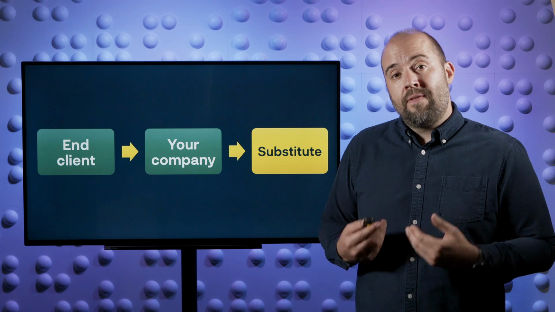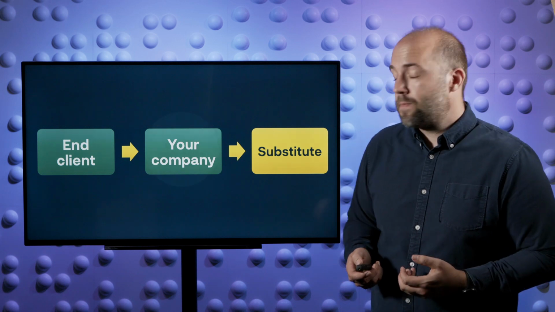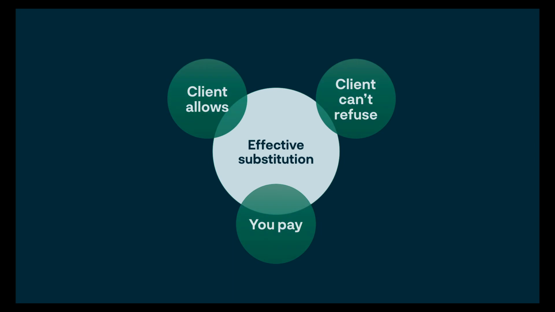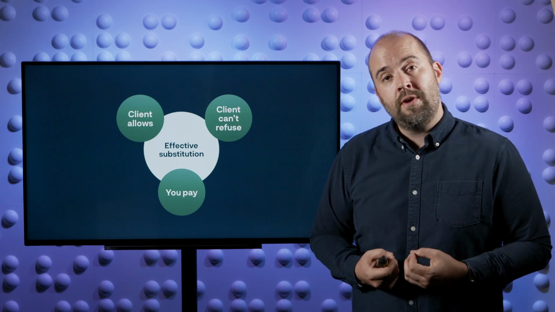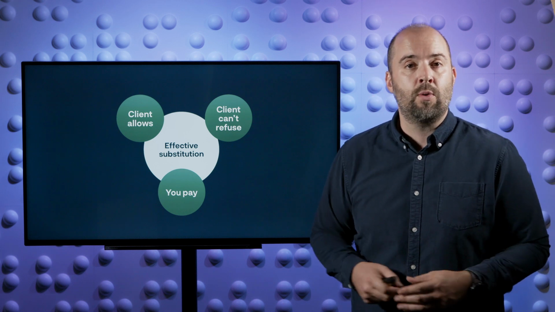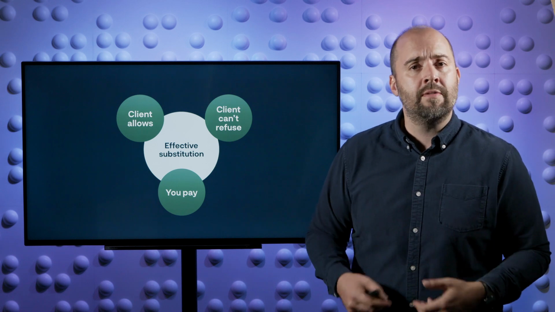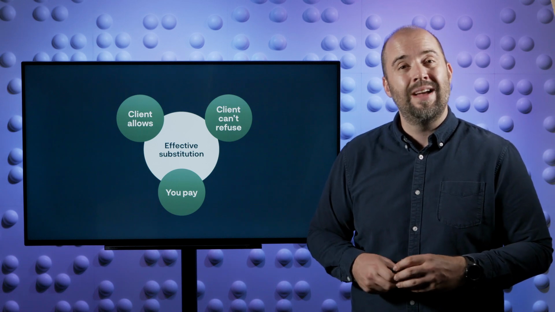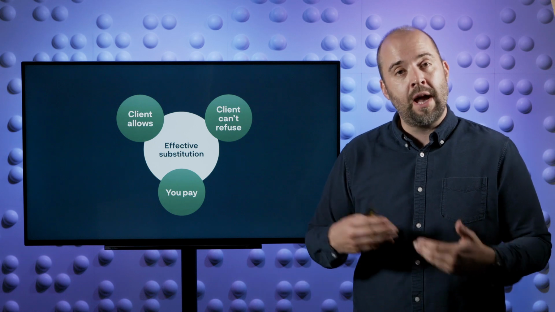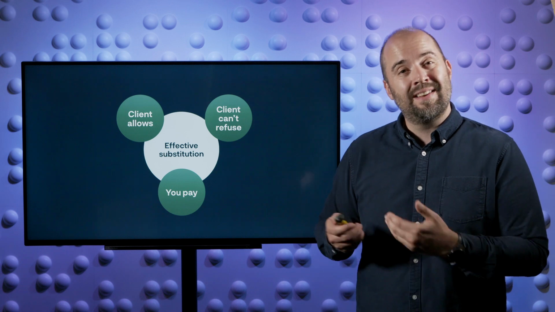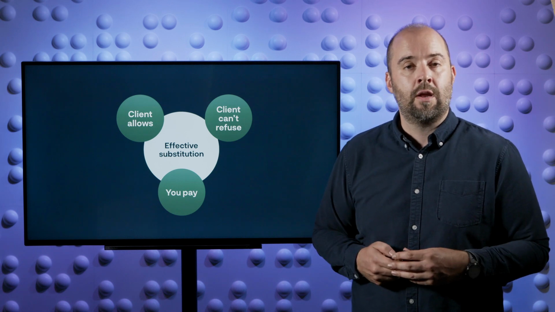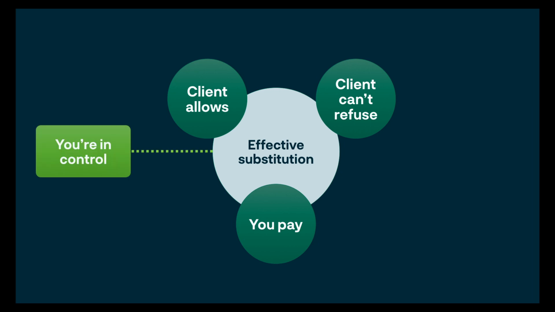When it comes to effective substitution clauses, there's three tests that we need to consider. First of all, the client needs to allow substitution in the first place. Secondly, the client can't refuse a substitute that you put forward who's suitably qualified. So your client can't approve them, they can't have a right to veto. It needs to be unfettered control by you in supplying a substitute. And finally, as we've just said, your company needs to pay for that substitute, not your end client. And overall, you need to be in control of this process.